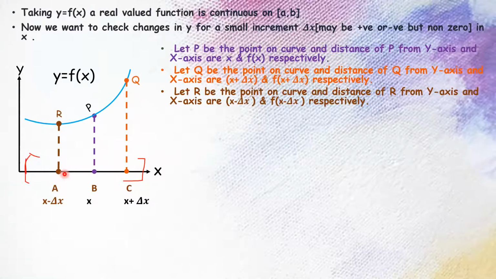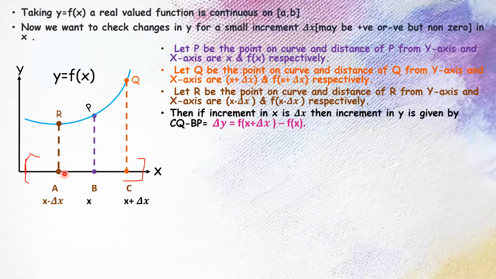Now let's check the increment in y for the increment in x, a small increment, that is delta x. Here you can check, this is f of x plus delta x, that is, for the input value x plus delta x, which is a small increment, the functional value is f of x plus delta x, and for x the functional value is f of x. So what is the increment? This portion is the increment in y. If we represent this by delta y, then delta y is f of x plus delta x minus f of x.